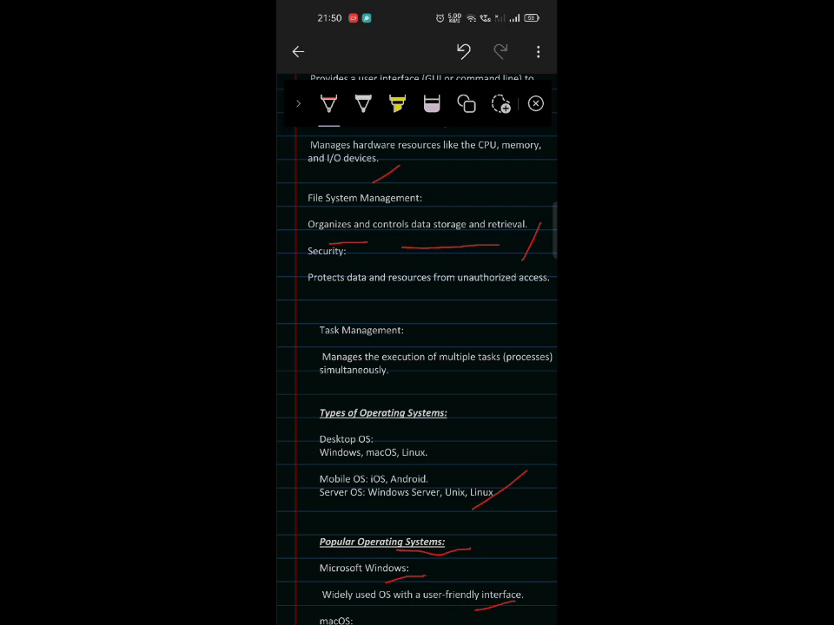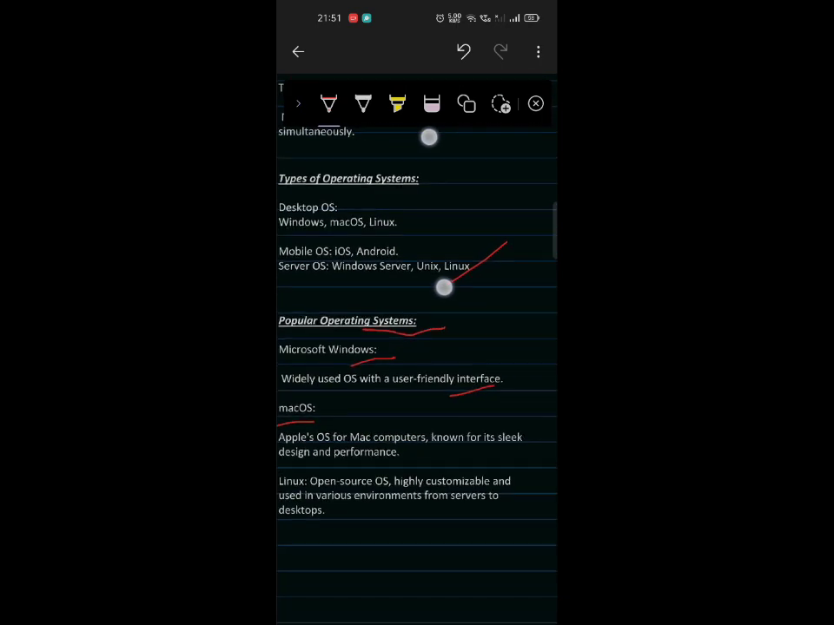Types of operating system. There are different types of operating systems based on the system and design. For desktop we have Windows, Mac OS, Linux. For mobile we have Android OS and iOS. For server we have Windows Server, Linux. The popular operating system is Microsoft Windows.